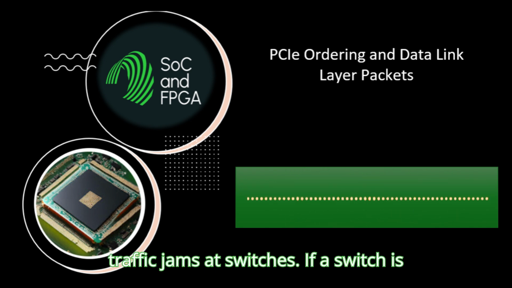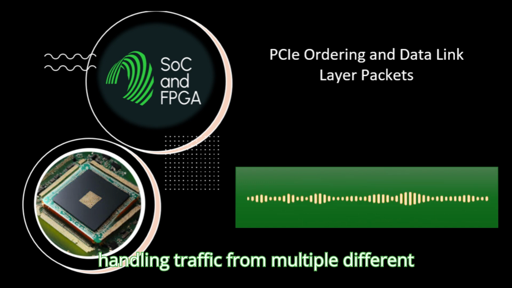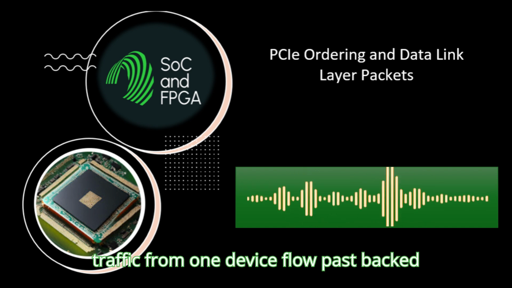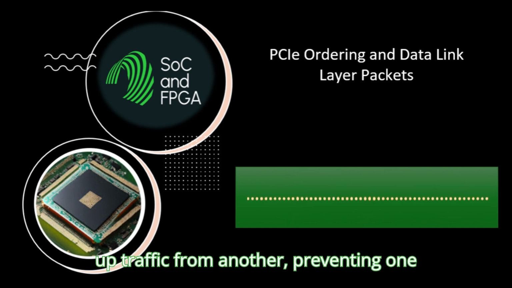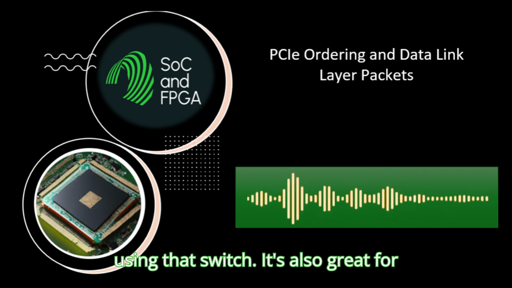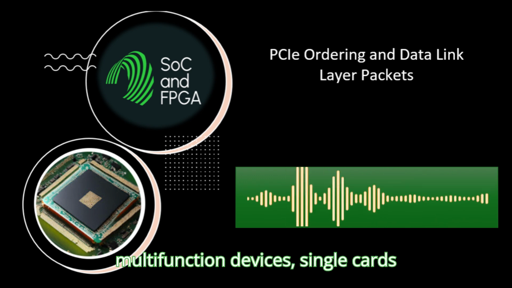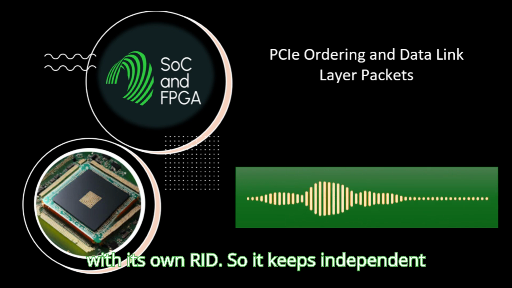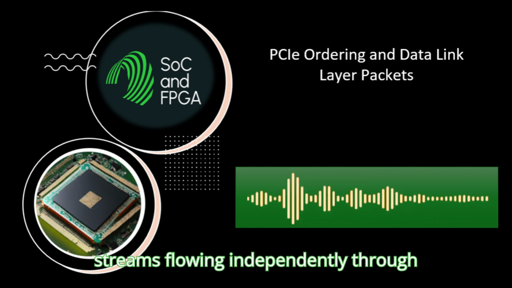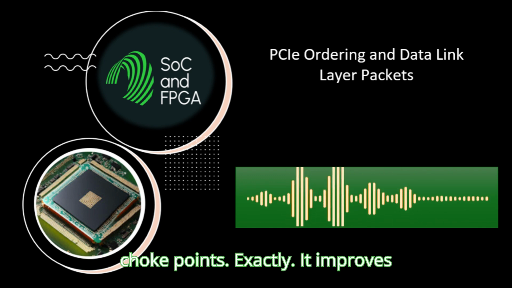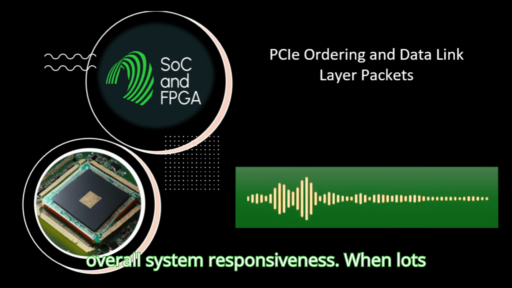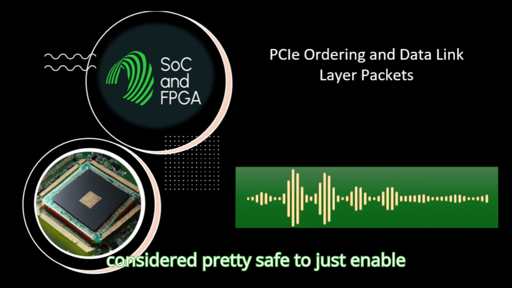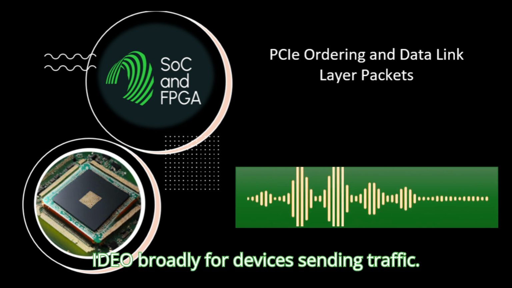Where is that most useful? Think traffic jams at switches. If a switch is handling traffic from multiple different devices downstream, IDO lets the traffic from one device flow past backed up traffic from another, preventing one slow device from blocking everyone else using that switch. It's also great for multifunction devices, single cards acting as multiple logical devices, each with its own RID. So it keeps independent streams flowing independently through choke points. Exactly. It improves overall system responsiveness when lots of things are talking at once. It's often considered pretty safe to just enable IDO broadly for devices sending traffic.